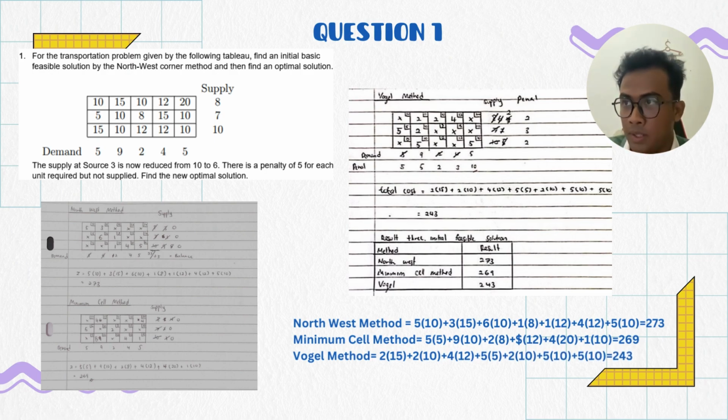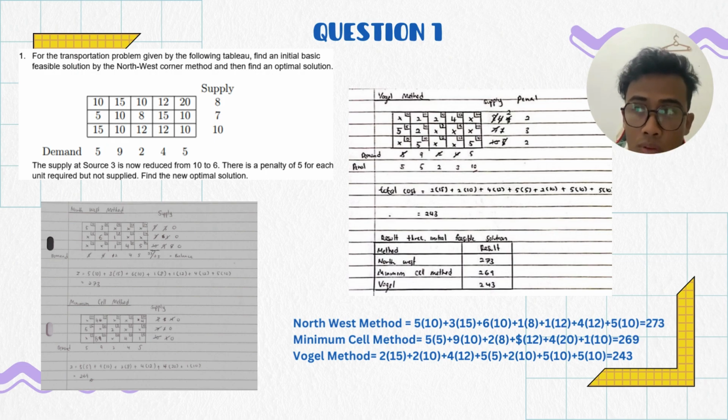For the northwest method, I started with the first row and first column. I put the 5 as a supply, and I will deduct from 8, the rest is 3, and then for the demand number 1 the total is done. Alright, for the last method I use the Vogel method.